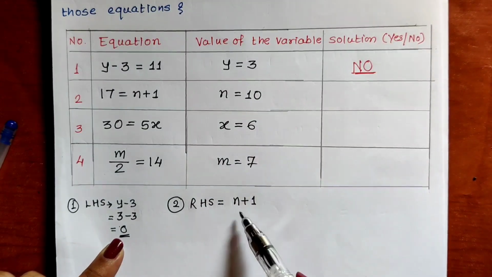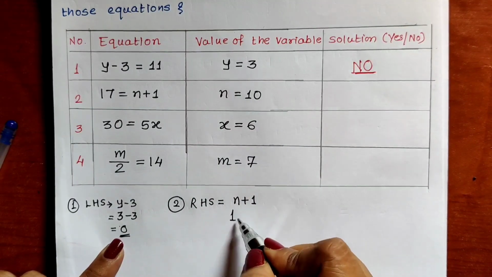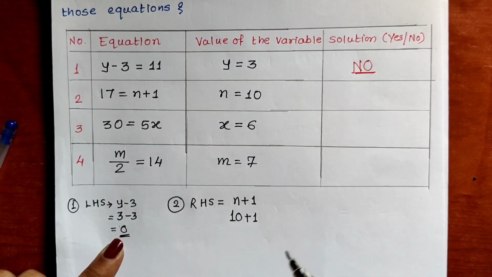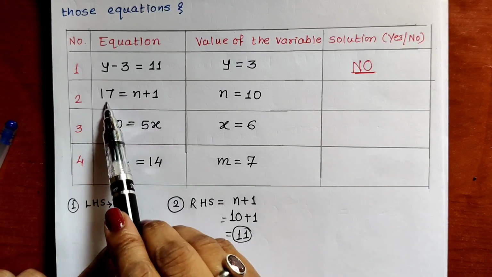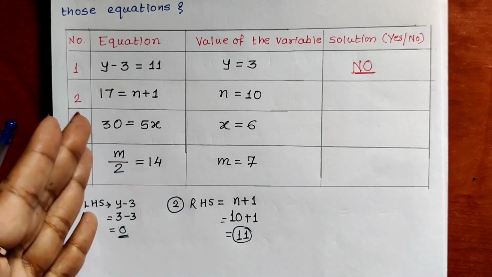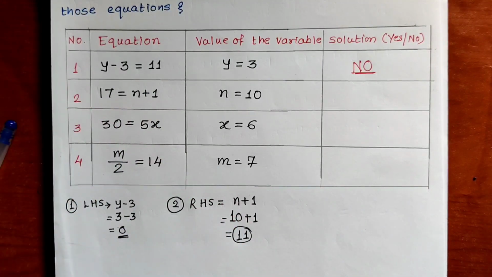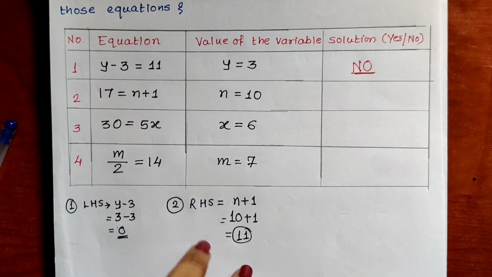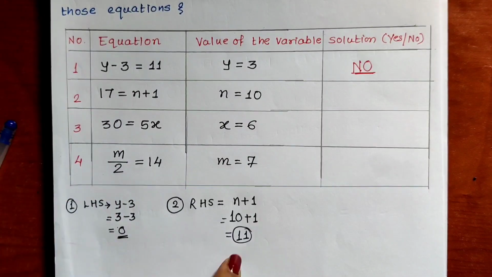So in place of n, I am going to write 10. Plus 1 as it is I write. What is 10 plus 1? 10 plus 1 is 11. But the answer is given 17. Left hand side and right hand side should be equal, na? So the answer is given 17. We are getting 11 when we put n is equal to 10. So answers are not the same. Here it is 17, here it is 11.